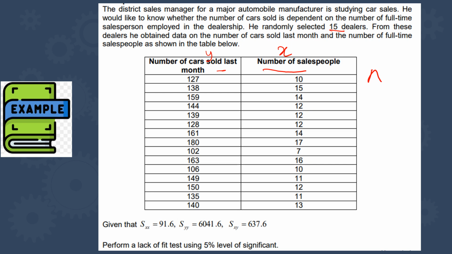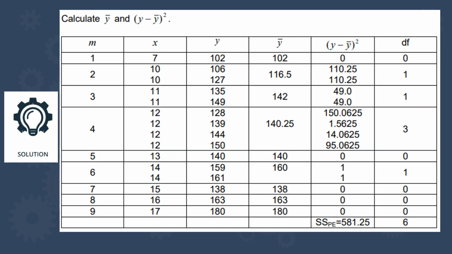All right. Given the same as the previous example just now, we have the Sxx, Syy, Sxy. So we can just use these values to calculate the sum of square error later, and then again perform a lack of fit test. So here is our significance level, 5%. Again, the first step, you need to group the replicates and then obtain the Y bar, the average, and then you calculate this in order to have the sum of square pure error. And then this is the degree of freedom.